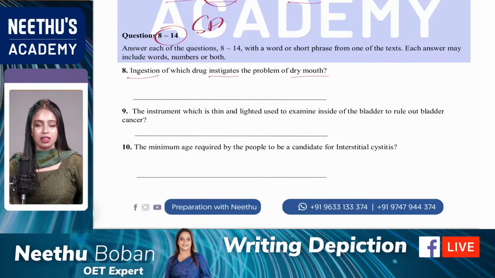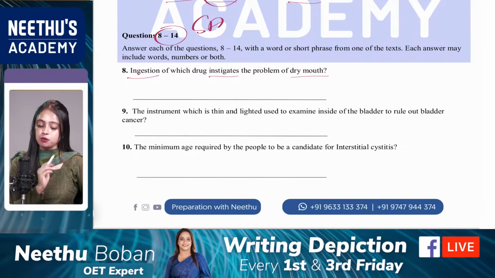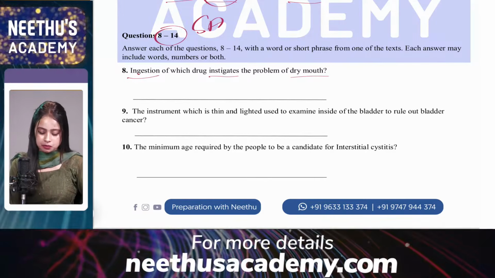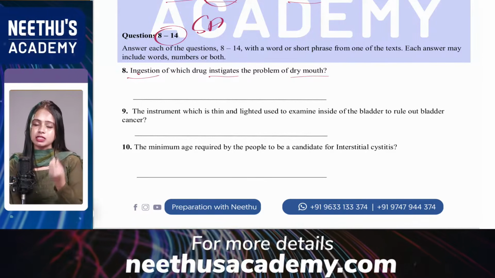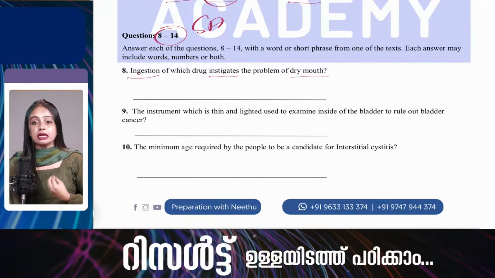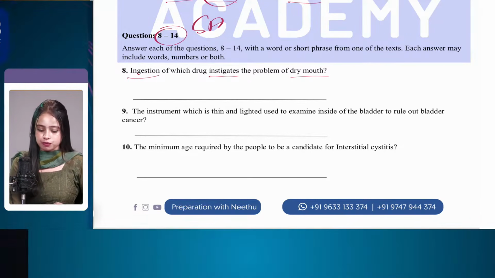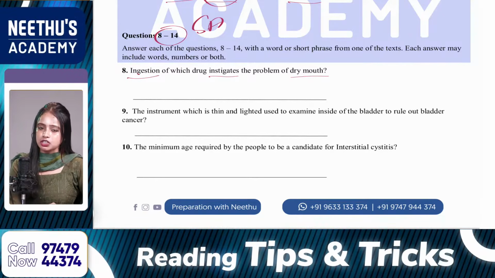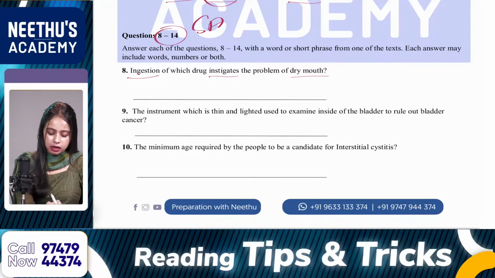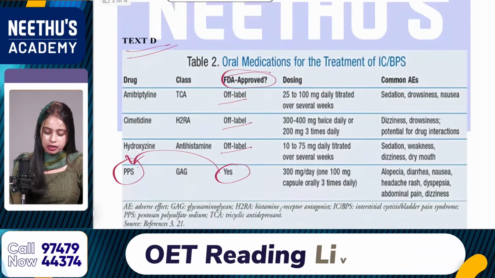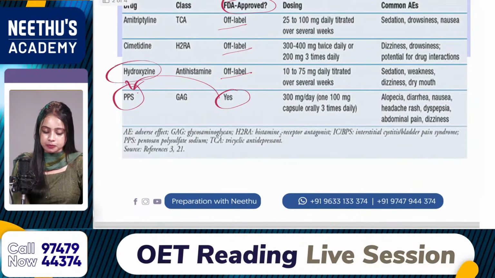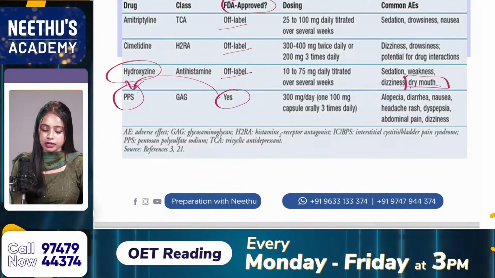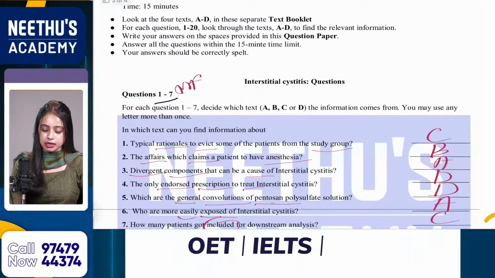Very good. So now, ingestion of which drug instigates? Ingestion, as I already mentioned, means intake. Then instigates means induces, brings about the problem of dry mouth. So which medicine is bringing this dry mouth complication? It is mentioned in text D, and the medicine is hydroxyzine. See, dry mouth complication. So that medicine is hydroxyzine from text D. Okay, very good.